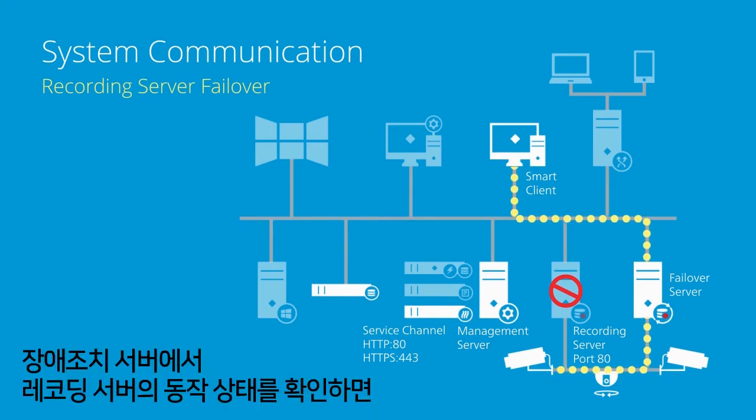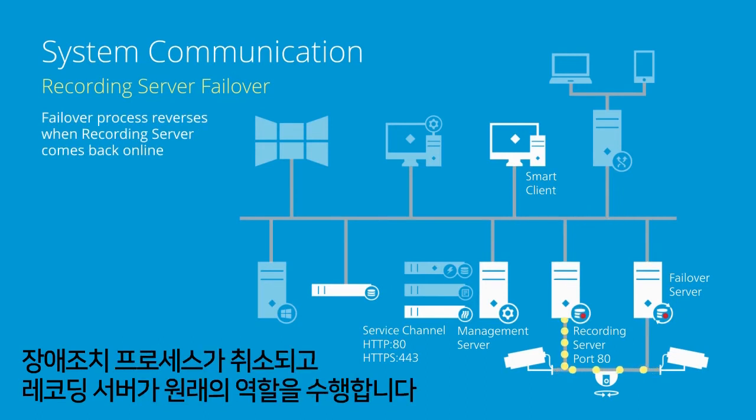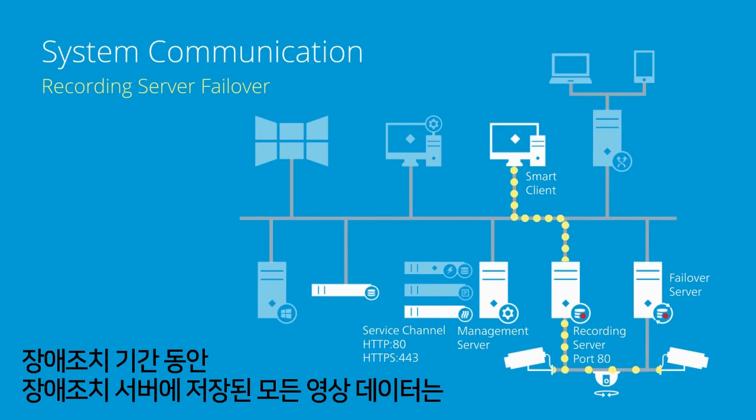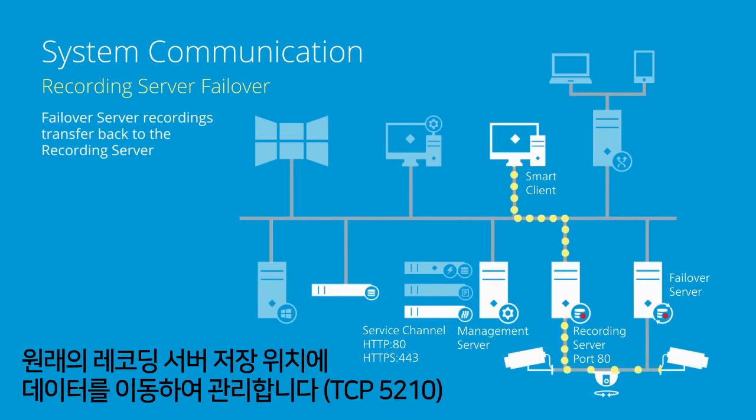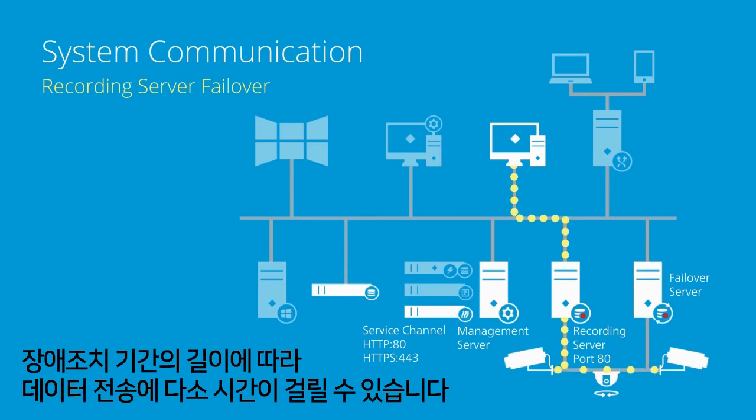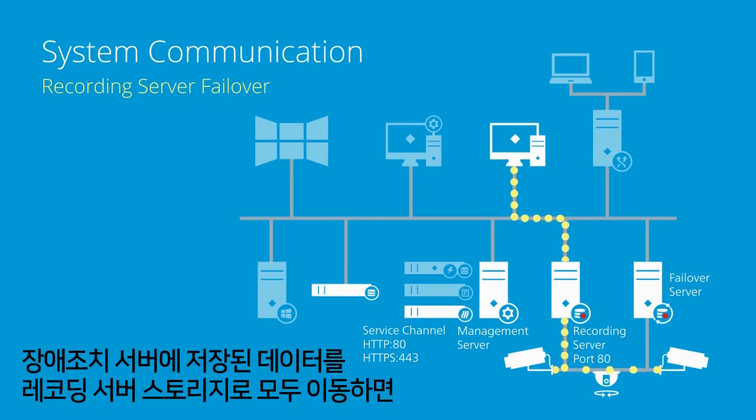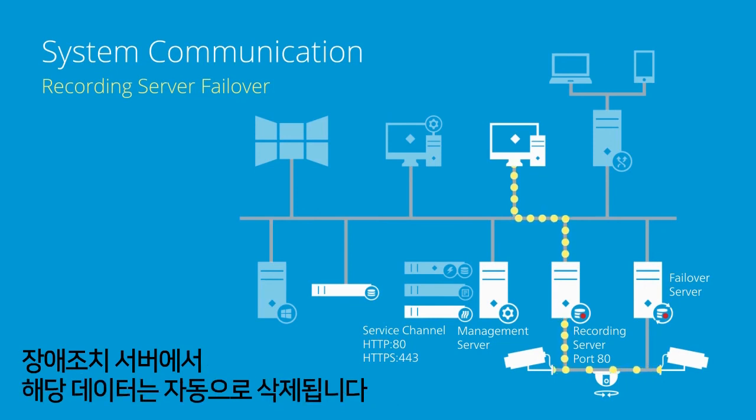Once the failover server determines the recording server is working again, the failover process reverses and the recording server takes over from the failover server. Any recordings stored on the failover server during the failover period transfer back to the recording server storage database on port 5210 using TCP. This may take some time depending on the length of the failover period. After the recordings are written to the recording server storage database, they are deleted from the failover server.